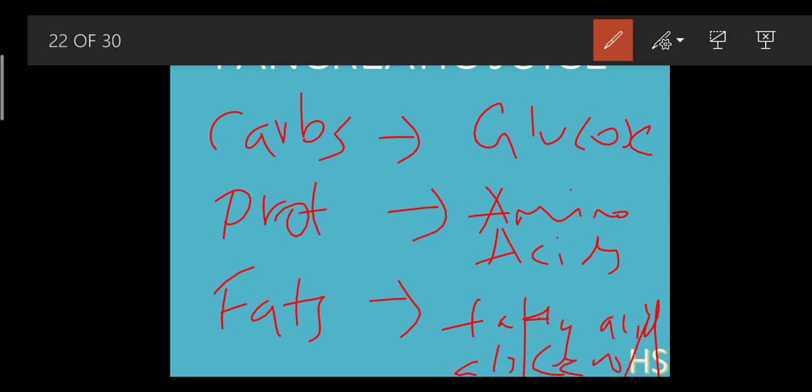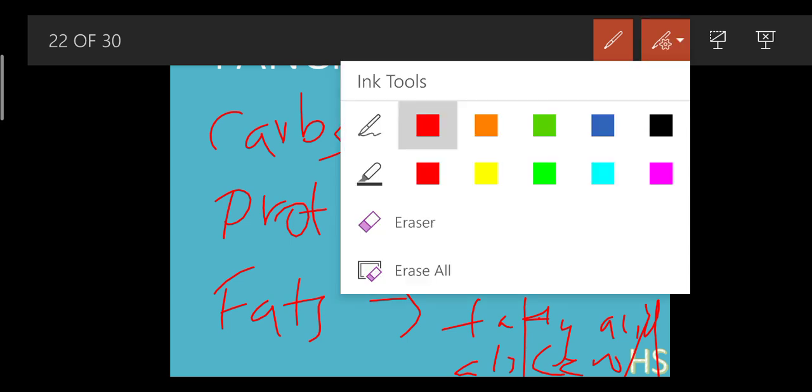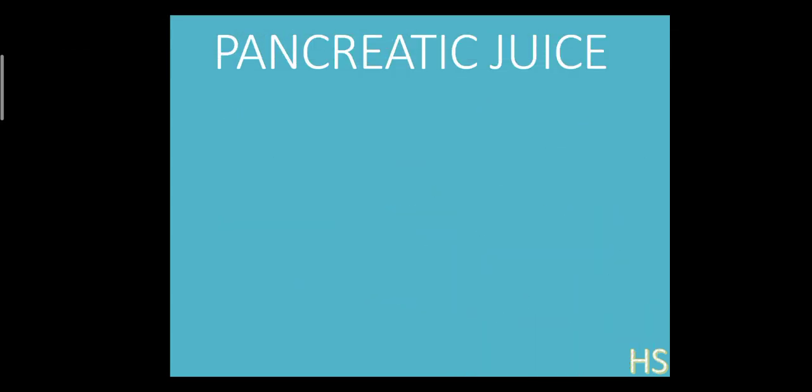So as of now, there is some maltose left. If you notice in the pancreatic juices, there are some things which still need to get broken down. That is the smaller peptides, the maltose, some of the sugars, and some of the fats.